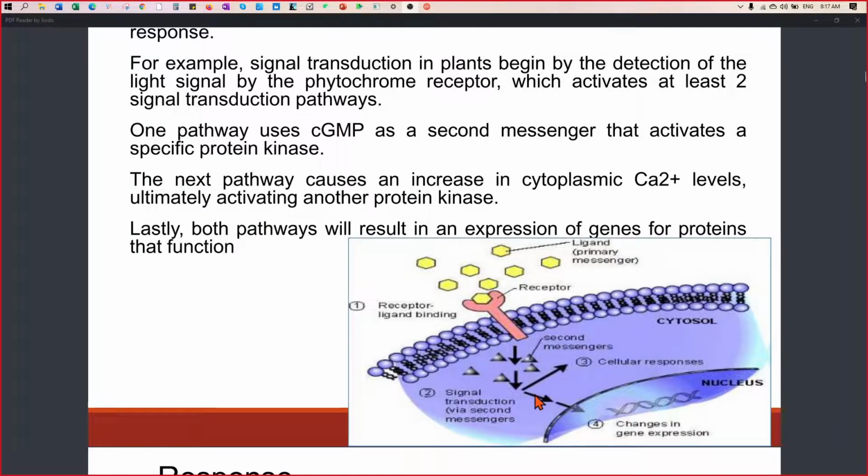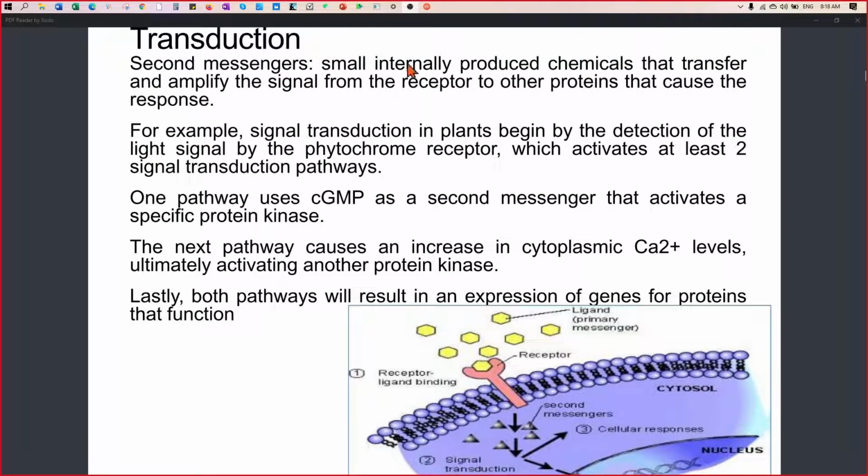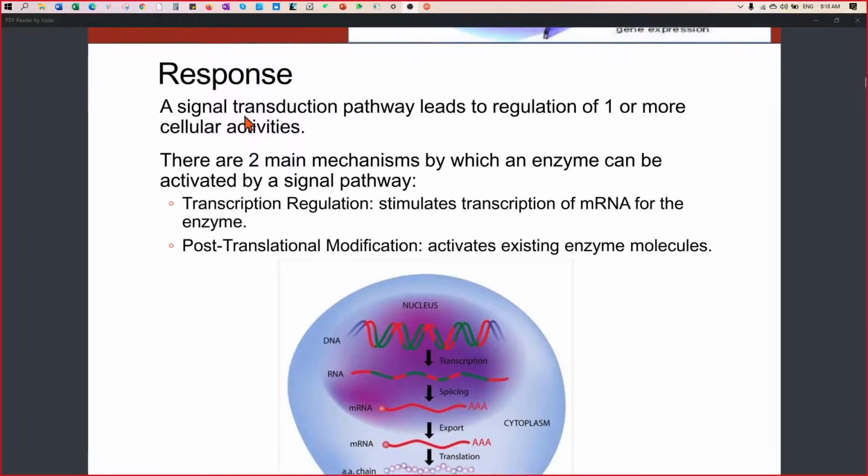This thing can, remember, have two fates. Either they cause gene expression changes, or they create direct cellular responses. In this case, direct cellular responses can be things like the increase in cytoplasmic calcium. When this happens, something else will happen. It's pretty much like a chain reaction, like the domino effect. One thing happens and it will cause a cascade of things to follow down the line. Once you're done with this, you're going to get your response.